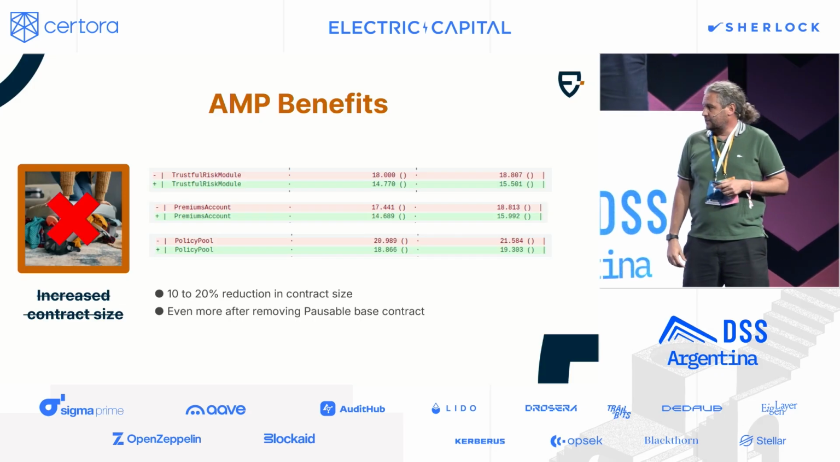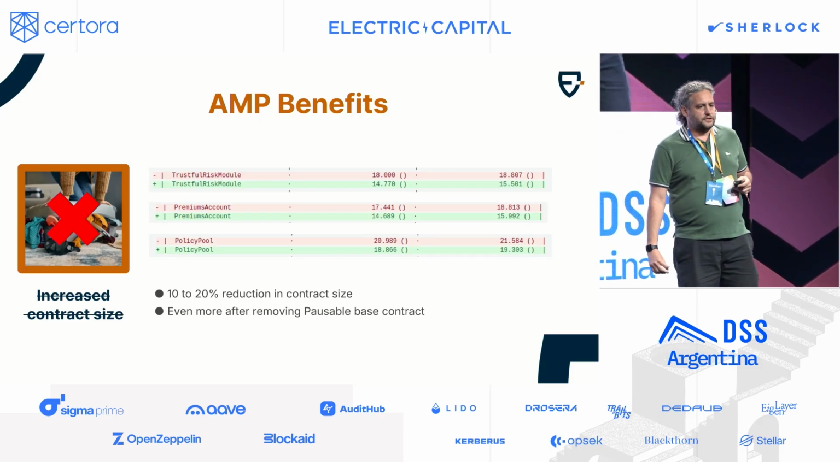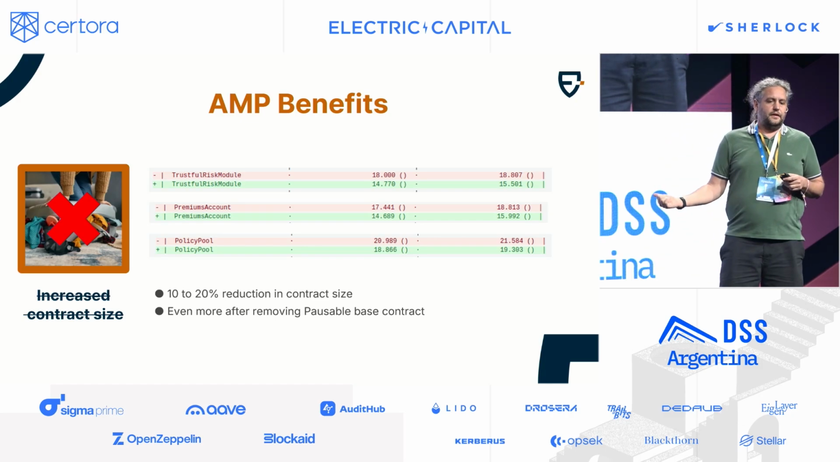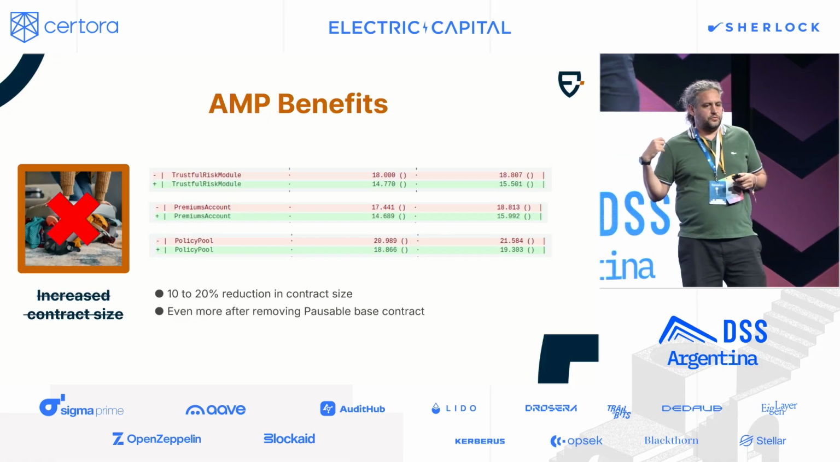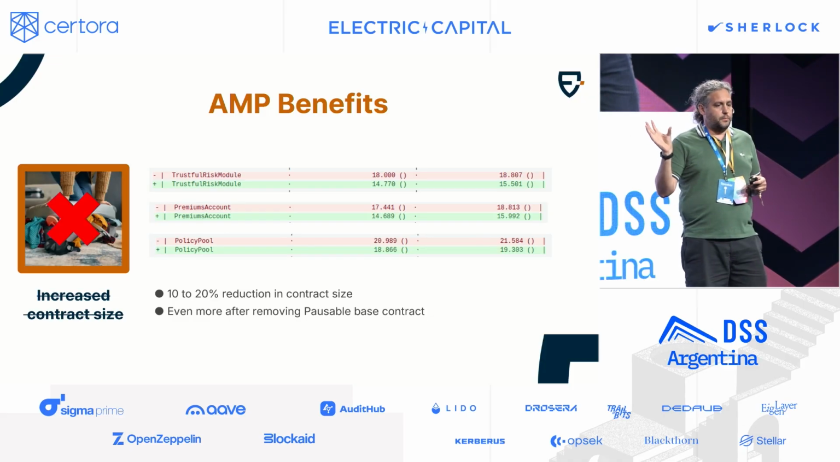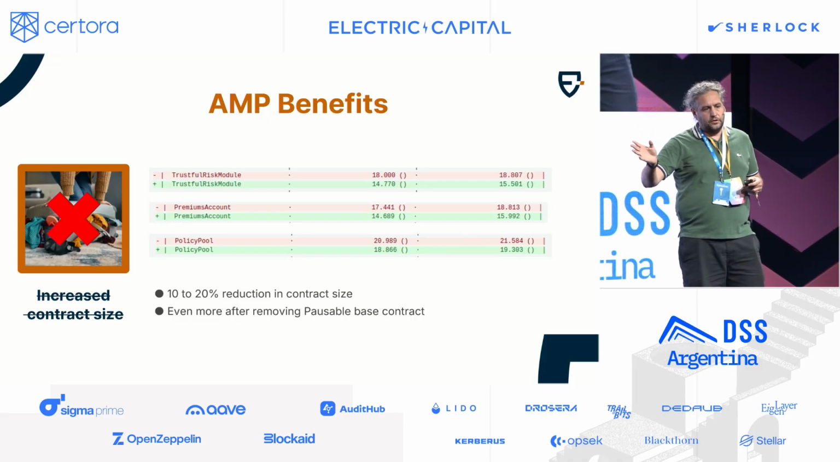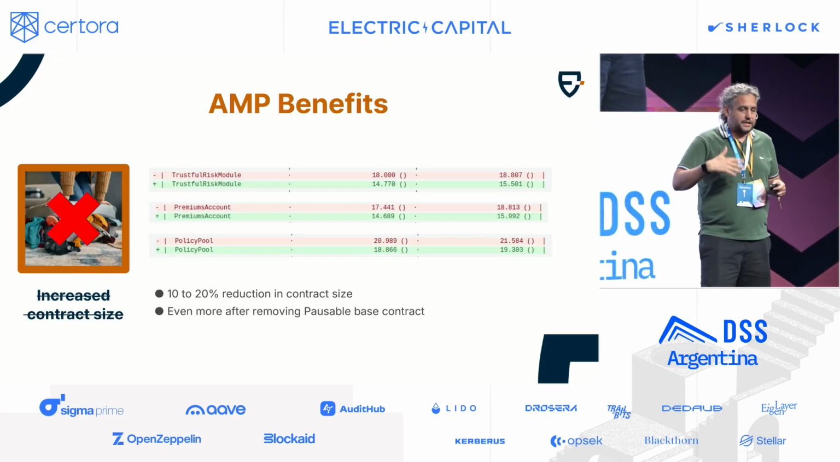In terms of contract size, we are also seeing between 10 or 20% reduction in the contract size, and this is even more if we remove the pausable base, because with this you don't need the pausable base anymore. The access manager contract of OpenZeppelin has a method that allows you to set target closed, and then any call to a given contract is going to be stopped or paused or rejected, let's say.